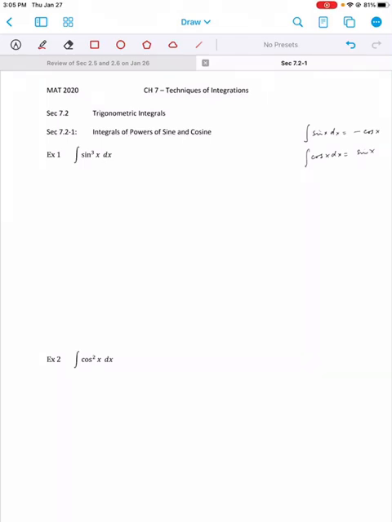We now start section 7.2, which is about how to integrate trigonometric functions. In the first part of 7.2, we will discuss integrating the powers of sine and cosine functions. We can have the sine or cosine functions separate, or we can have a product of these functions. So we'll look at all the possible cases.